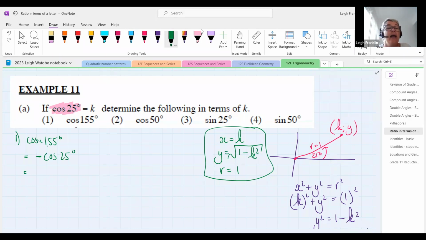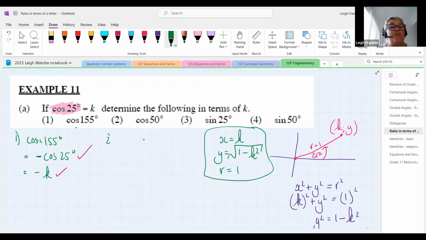Good, lovely. And now we know what the cos of 25 is. We know that it's k. So negative cos 25 is going to be negative k. Something like this would be out of 2 marks: 1 mark for writing what you get after you reduce, which you have to do, and another mark for your answer. Lovely. Well done, everybody.